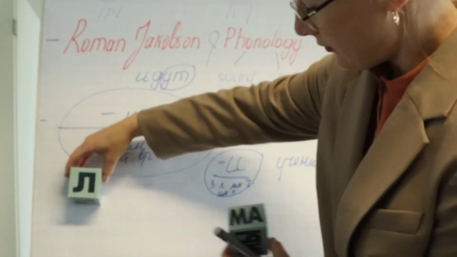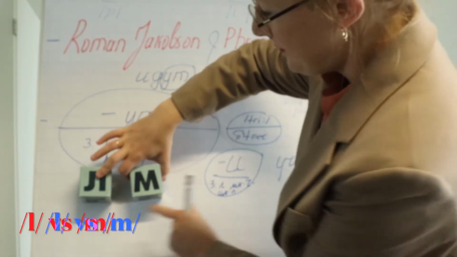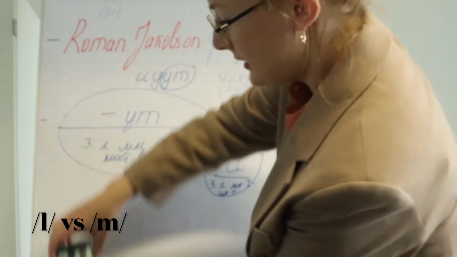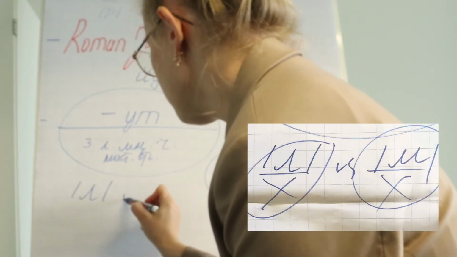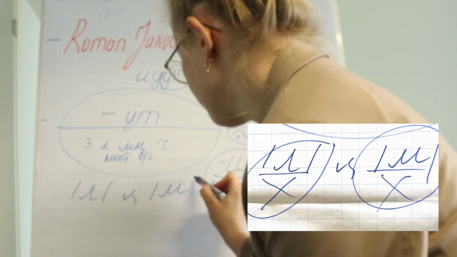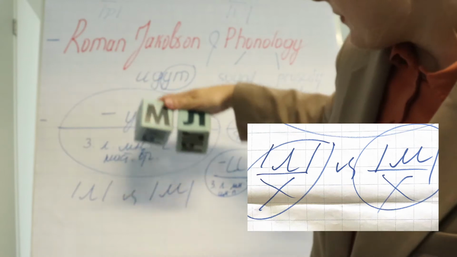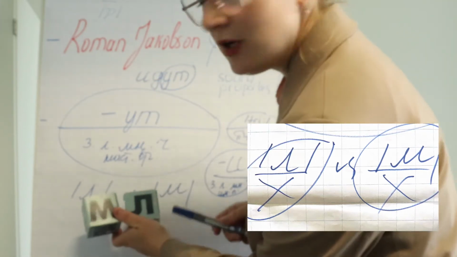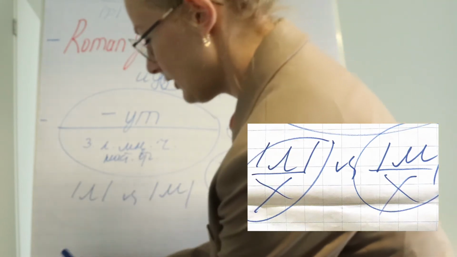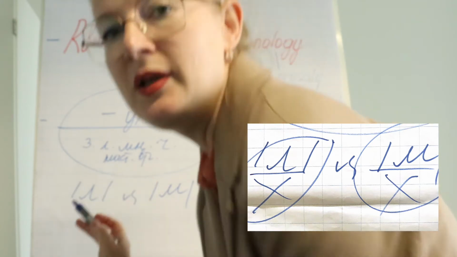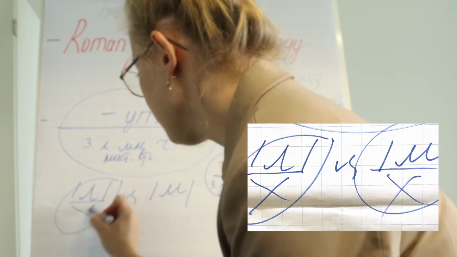L, Russian L, as opposed to Russian M. Okay? L and M. Let's write it up on the board. So phoneme L as opposed to phoneme M. And then he would actually come to the conclusion that these two do not possess a meaning. Okay? So, they only possess a form. No meaning.